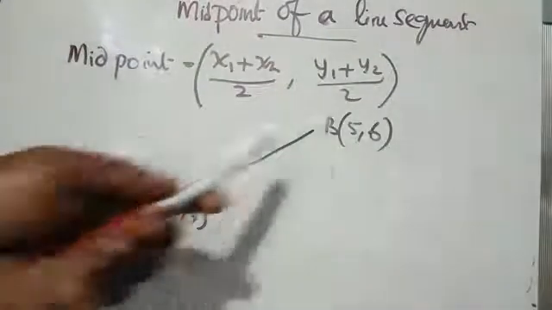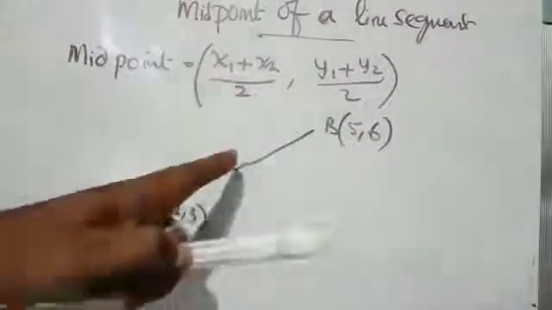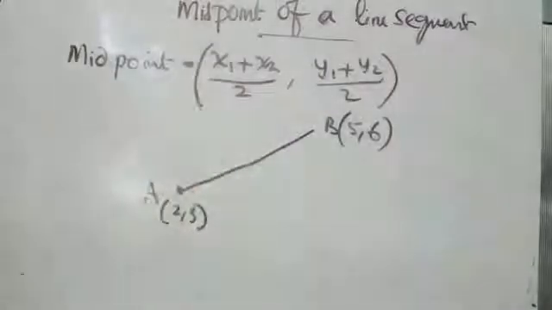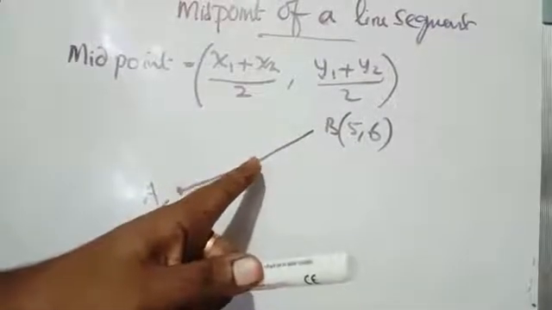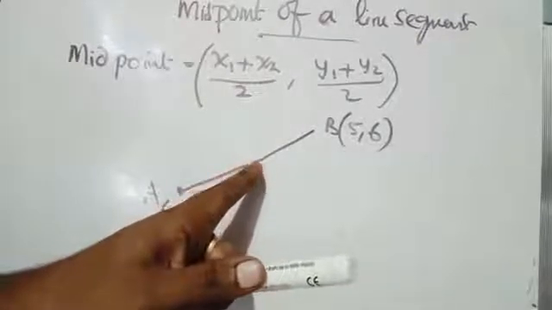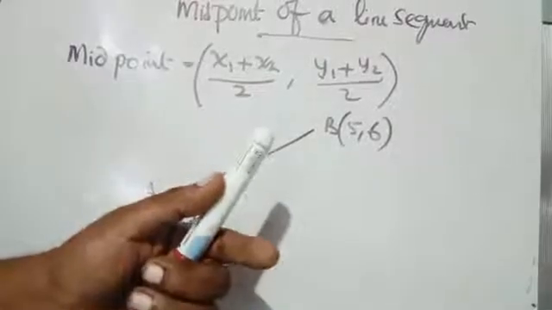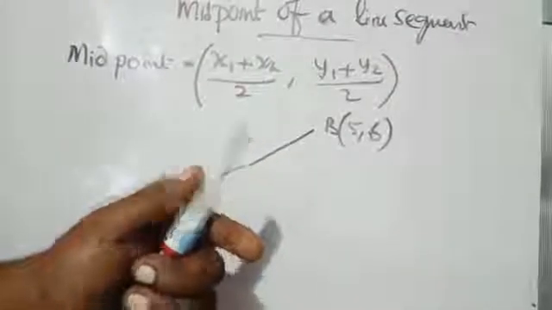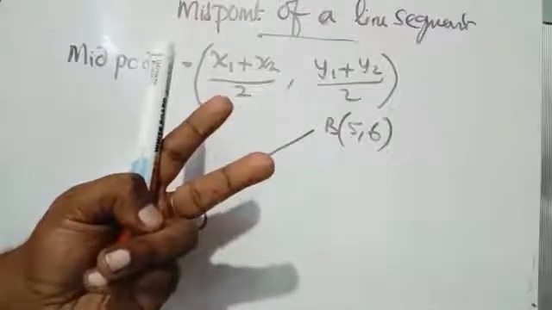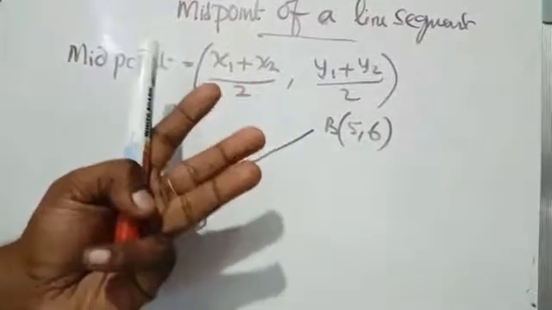We have a line segment AB with end point A as 2, 3 and B as 5, 6. We want to find the midpoint of this line segment. For that, what we have to do is, the middle point is the center point. You might have learned about mean, arithmetic mean, in statistics. How do you find mean? We take the average of the values, right? If there are 5 values, add all the 5 values divided by 5. If there are 2 values, add those 2 values divided by 2. If there are 3 values, add those 3 values divided by 3.